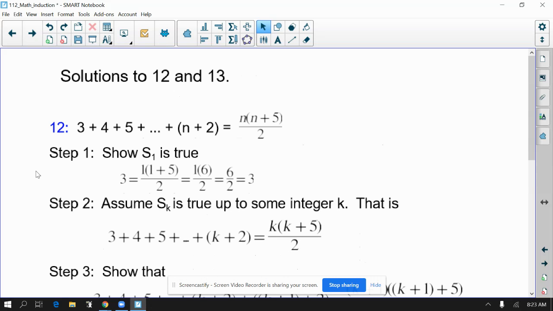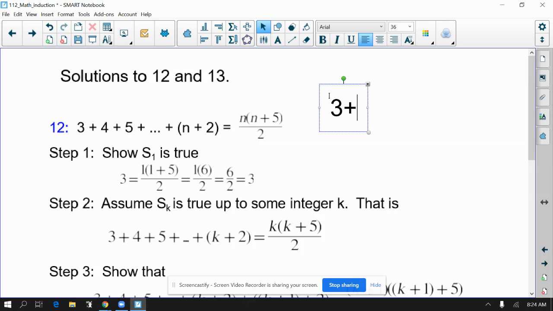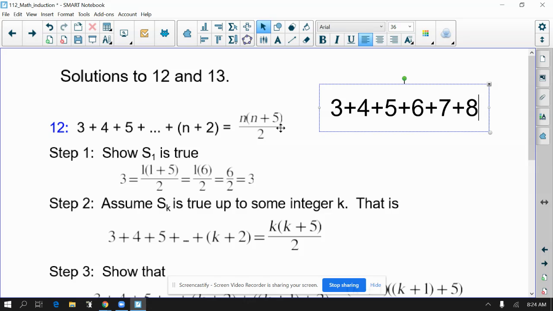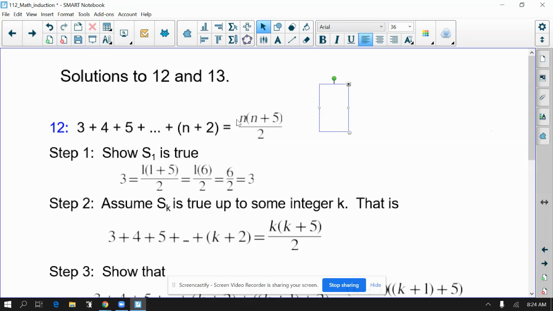So I asked you to do 12 and 13. In 12, you're adding all the positive integers starting with the number 3: 3 plus 4 plus 5 plus 6 plus 7 plus 8. And this statement is saying that if you do that, it'll equal n times (n plus 5) divided by 2. So n is how many numbers you're actually adding. In 3 plus 4 plus 5 plus 6 plus 7 plus 8, there are 6 numbers here, so in this case, n would be 6. And prove that it is true for all possible n values.